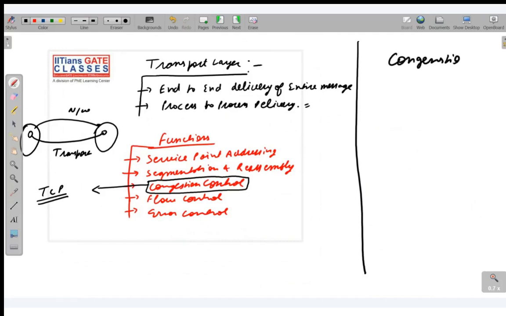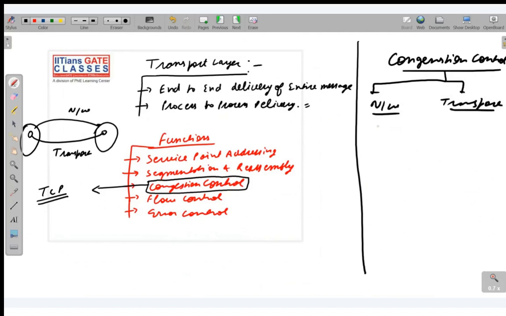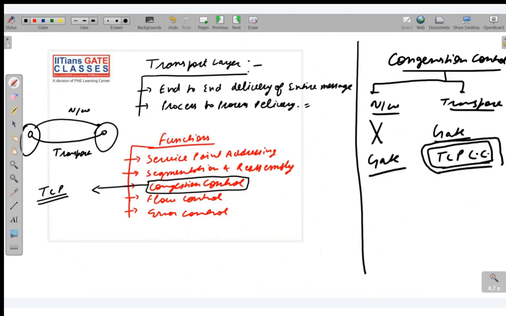So congestion control is done at two layers, network layer and transport layer. And both have their separate ways to handle the congestion. Network layer congestion control is not in GATE syllabus, so no need to worry about what these congestion control techniques are and so on. Transport layer congestion control, there are many techniques, but for GATE we will study only one technique, that is TCP congestion control. That is in your GATE syllabus, and almost every year you will find one question from this topic. This is very, very important.